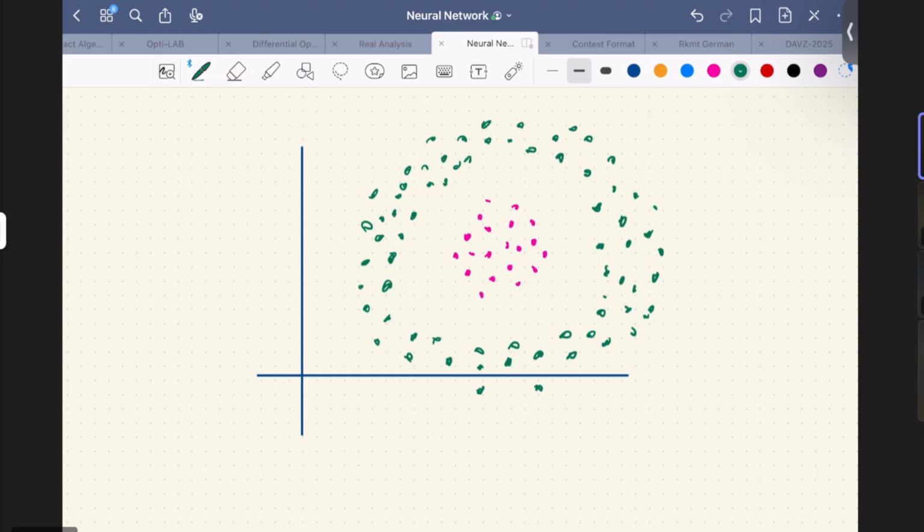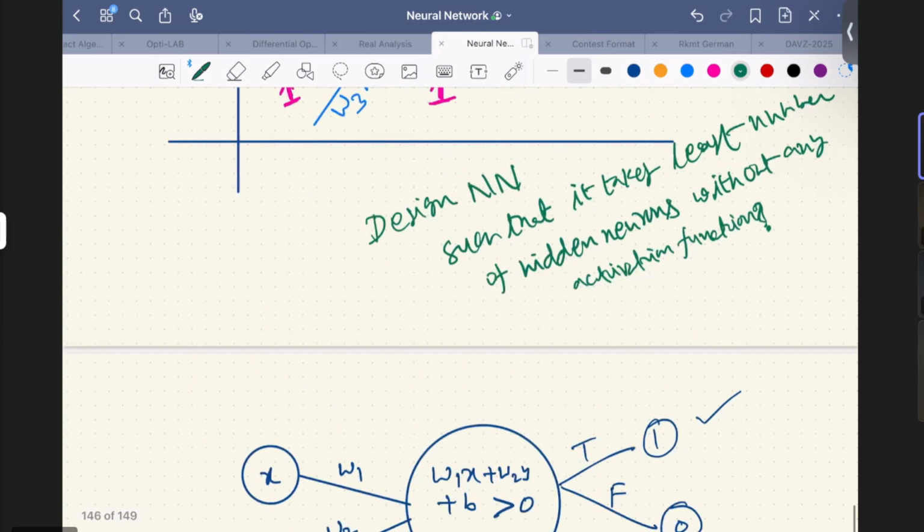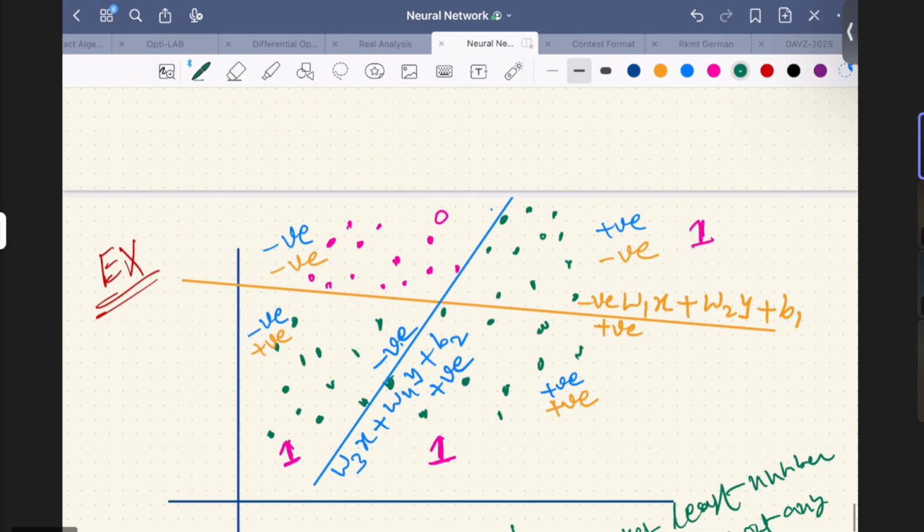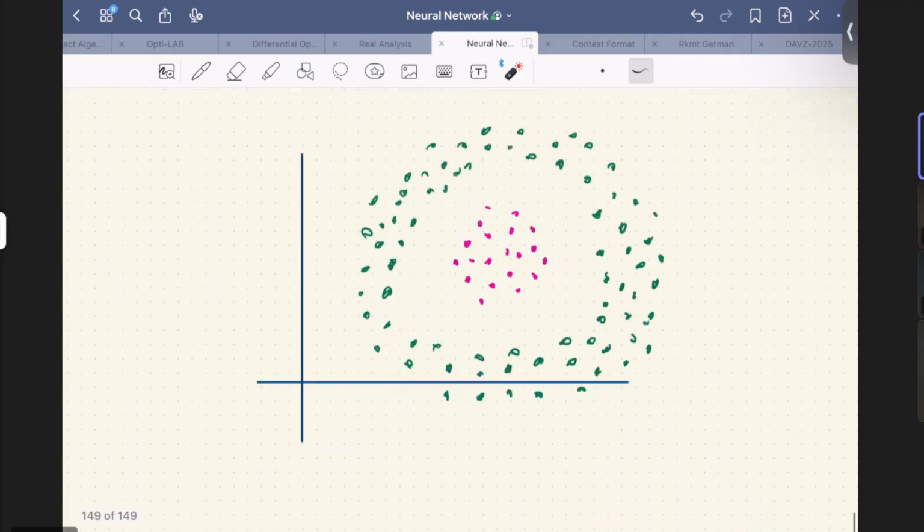Now my question is about how many neurons are required. How are you making a decision line boundary? Can you think of multiple lines like this that can separate it out in this situation? If it is not, then how do we proceed?